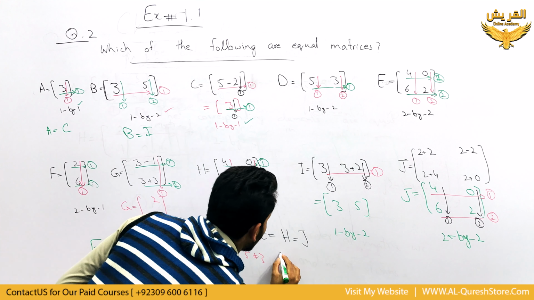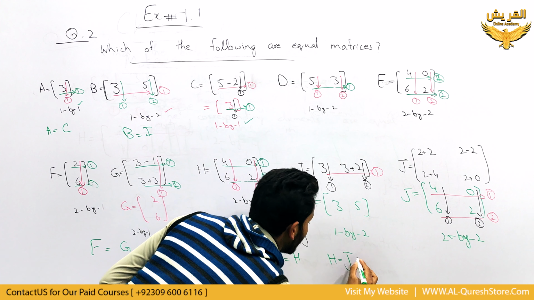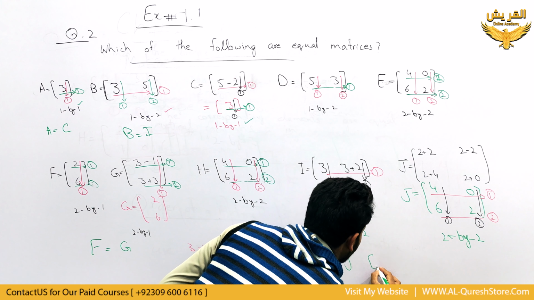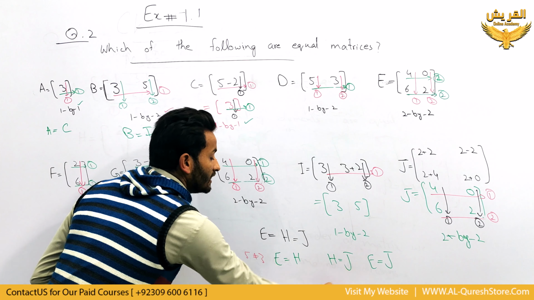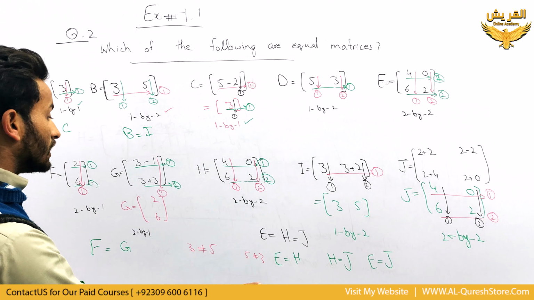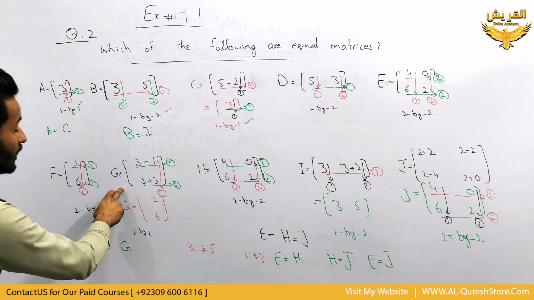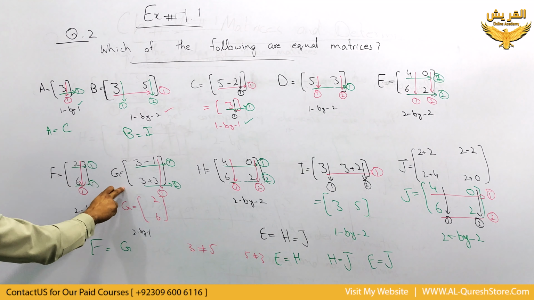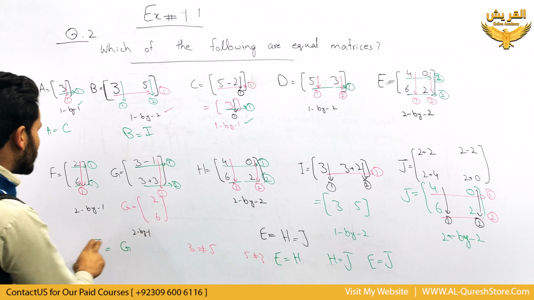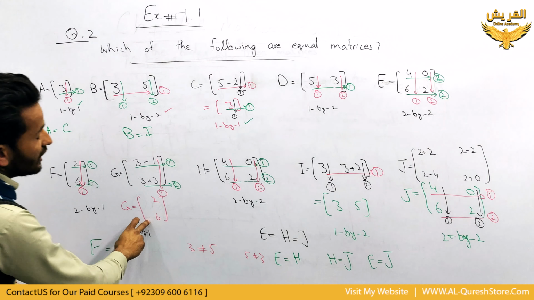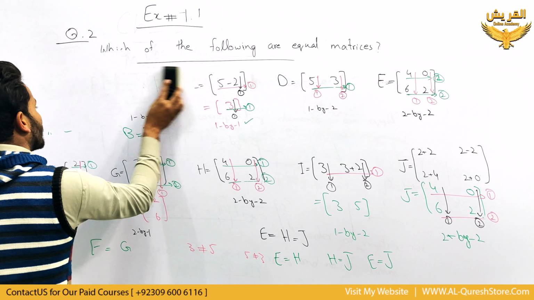So E is equal to H is equal to J, and E is also equal to J. These are 3 equalities in this one. 3 matrices are equal to each other, and the last one is F is equal to G. These matrices have the same order and corresponding entries are also the same, so these matrices are equal. End of this question. Now let's start the third question and the last one.